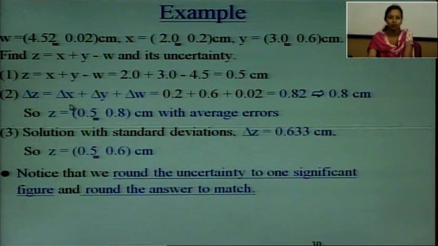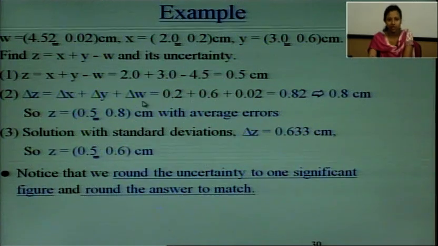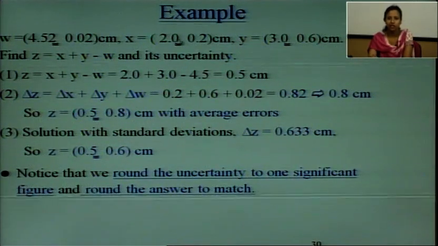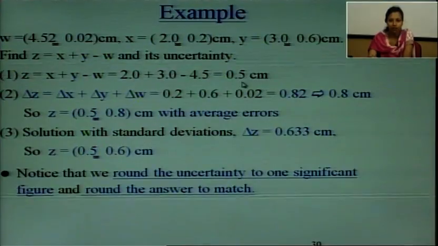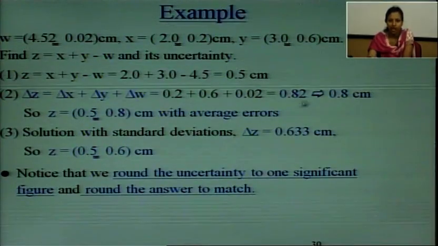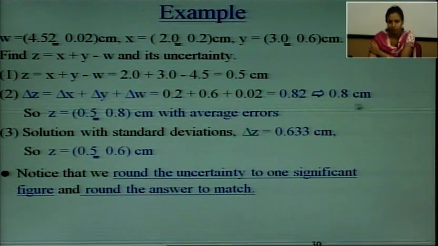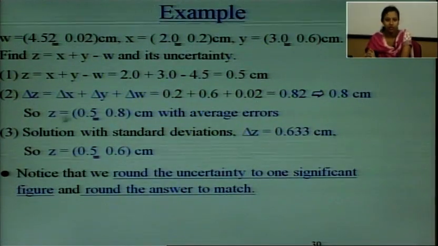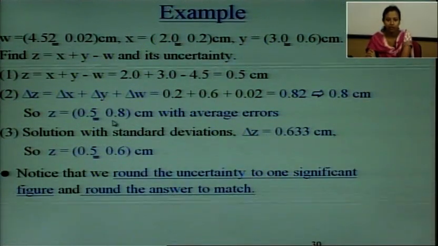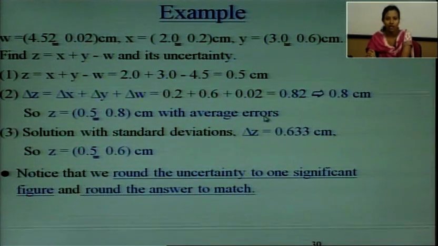delta X plus delta Y plus delta W. Delta X is 0.2, delta Y is 0.6 and delta W is 0.02. So it gives us 0.82, while the central value is up to 1 decimal, so this error should also be up to 1 decimal. So it is equal to 0.8 centimeter. So Z total, this is central value, this is error: 0.5 plus minus 0.8 with average error.